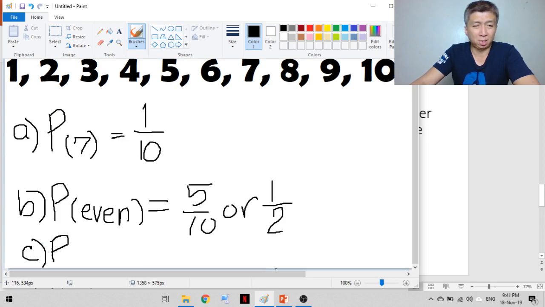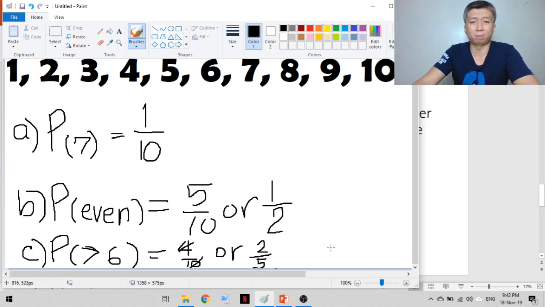Okay. The probability that the card is greater than 6. Ilan uli? 1, 2, 3, 4. So, 4 out of 10. Or, pwede natin gawing divided by 2. Meron tayong 2 over 5. Okay. Next one.